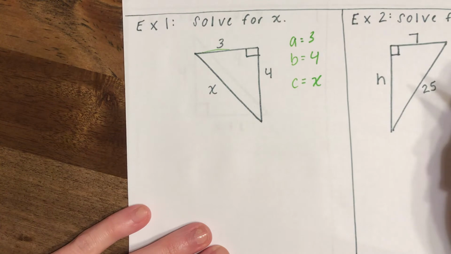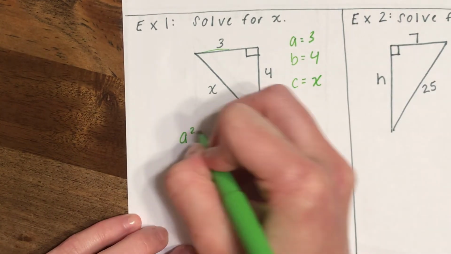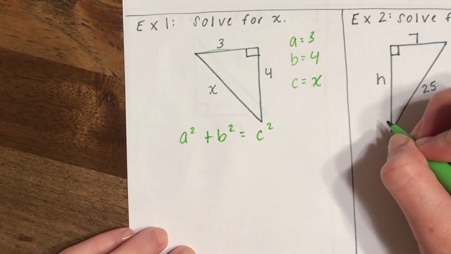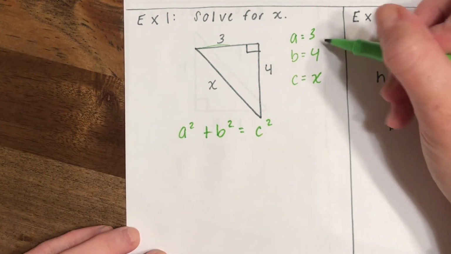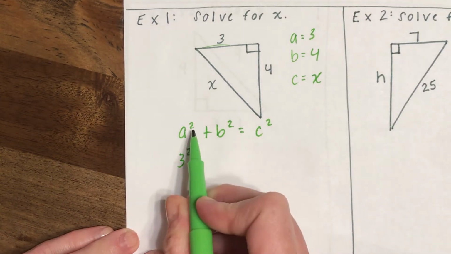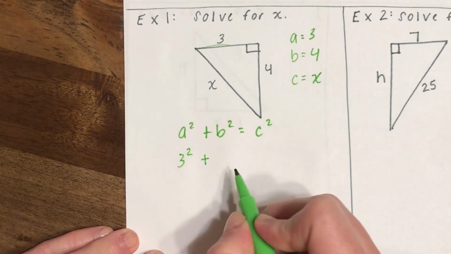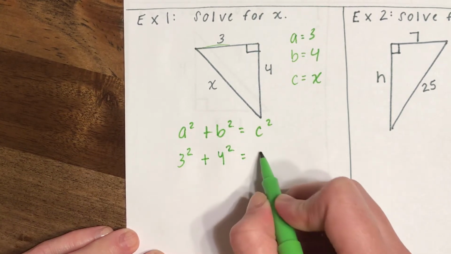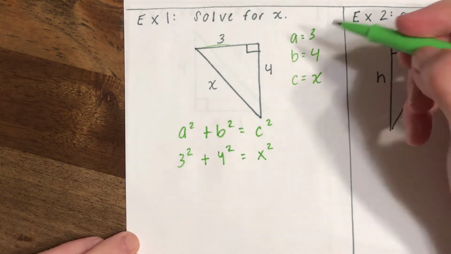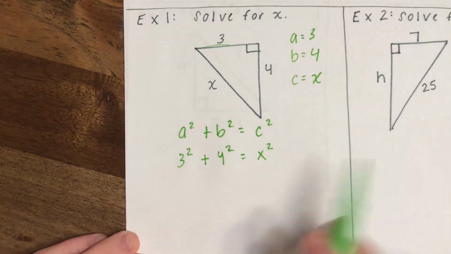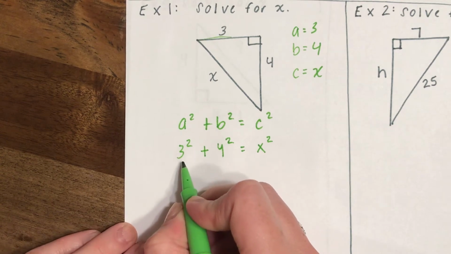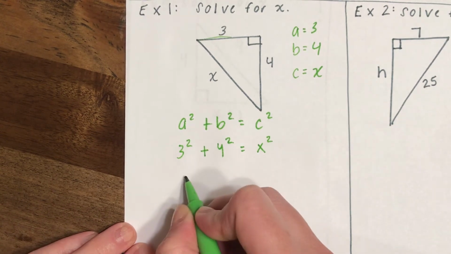That's x, okay? So I'm going to rewrite the formula. A squared plus B squared equals C squared. And then I'm going to plug in these numbers that I know, okay? So A is 3. The squared is part of the formula, so that stays. Plus 4 squared equals x squared, okay? So, like I said, writing this down at the beginning makes it a lot easier when you substitute your numbers in, okay?